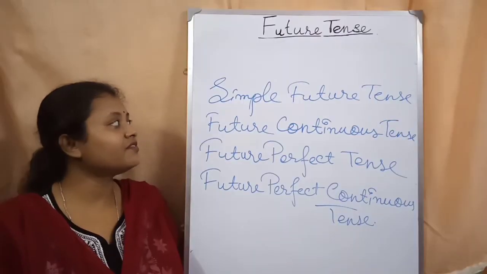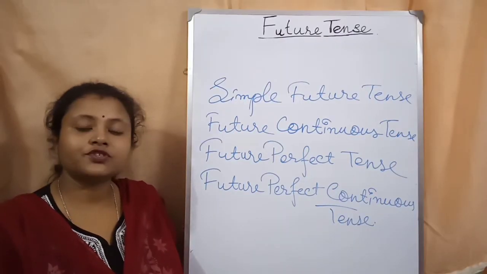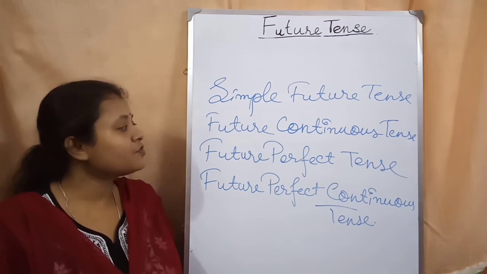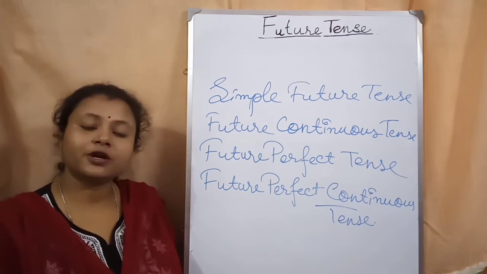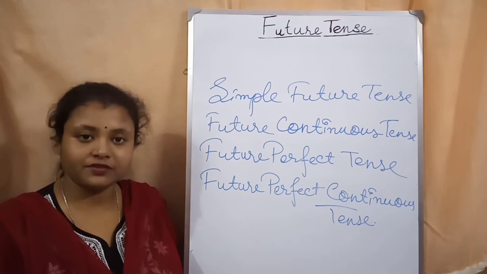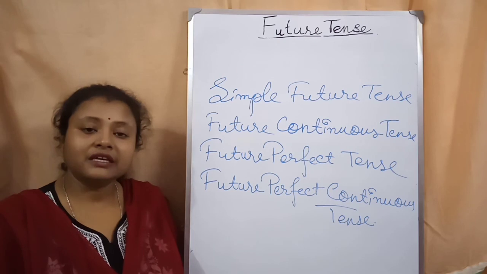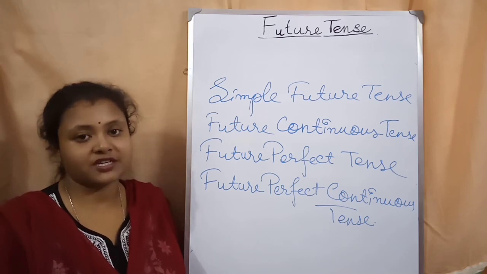So students, we have learned the four types of future tenses in our class today: simple future tense, future continuous, future perfect and future perfect continuous. So these are the four tenses we have learned. I think you all have understood future tense quite well.